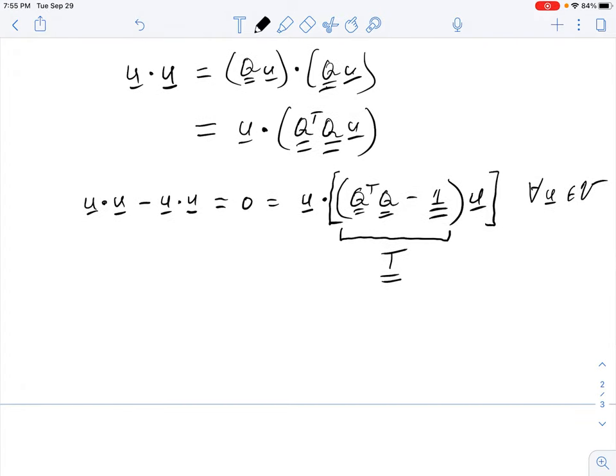Well, if we look at T transpose, the transpose of Q transpose Q is also Q transpose Q, which is to say this part's symmetric. And the transpose of the identity is just the identity. So that's equal to T. So T is symmetric.